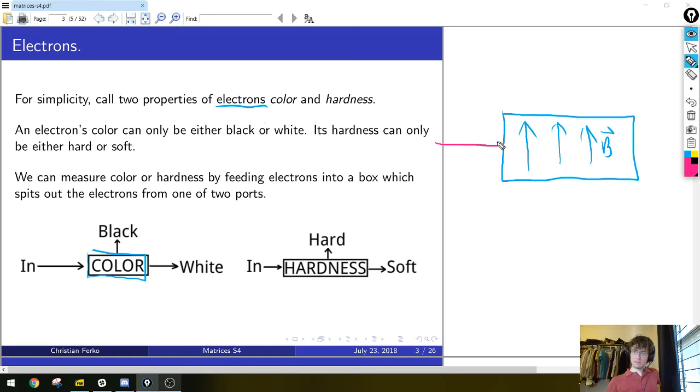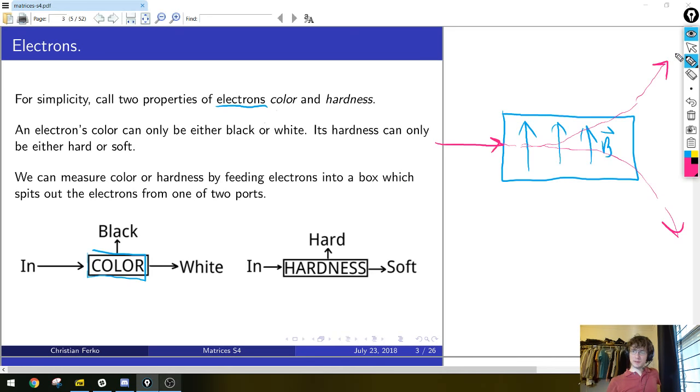So we're going to send in a beam of electrons, and some of the electrons have a certain property that makes them bend upwards in this magnetic field, and they'll move out in one direction from the box. Some electrons will have the opposite property, and they'll move in the other direction. The actual details of that property are not really important at all. So to avoid distracting detail, I'm just going to replace the names of those properties with words. I'm going to call them color and hardness.